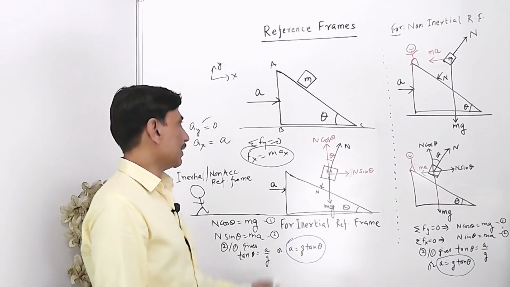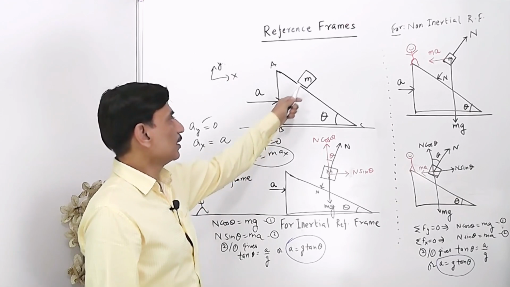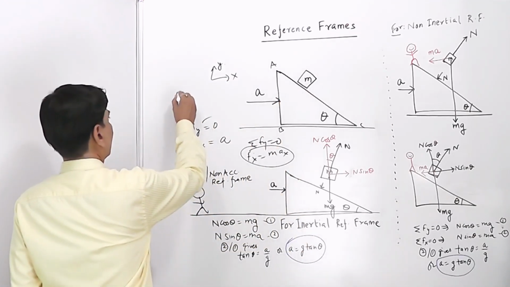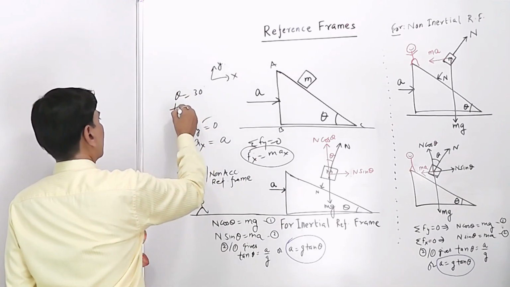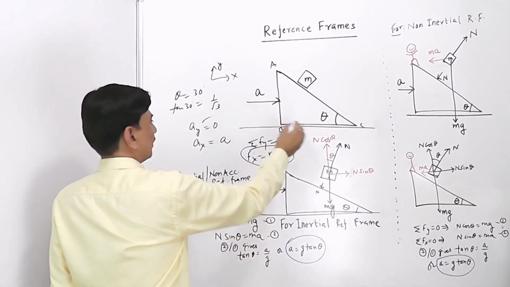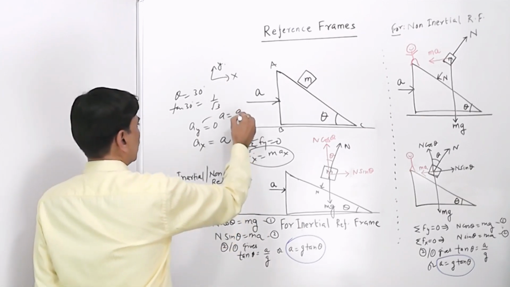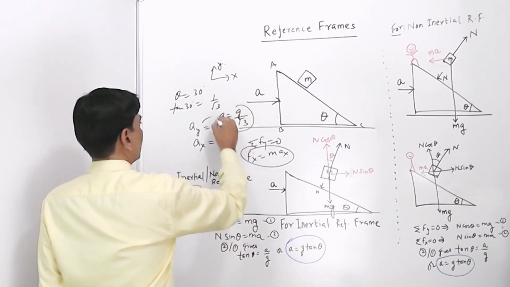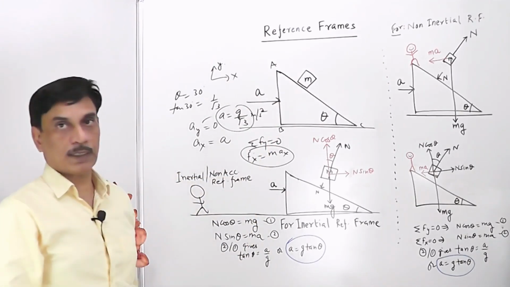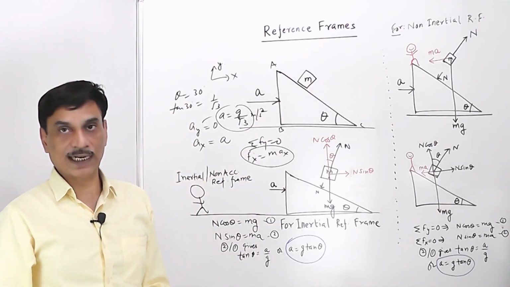So it means that if you give acceleration g tan theta to this wedge, the block will be stationary with respect to it. Let's say theta is 30 degrees. We know that tan 30 degrees is equal to 1 by root 3. So the acceleration is g into tan theta, that is g by root 3 meter per second square. If you give it this acceleration, the block will remain stationary with respect to the inclined plane.